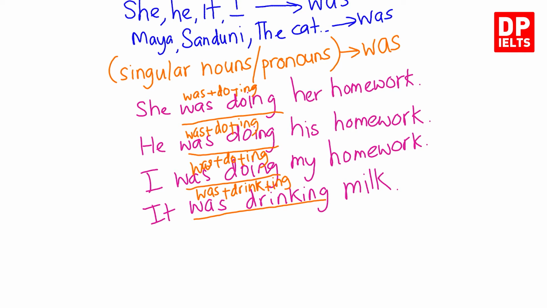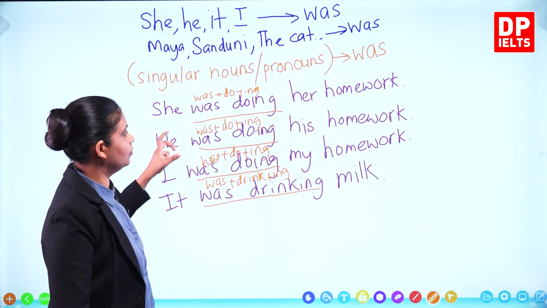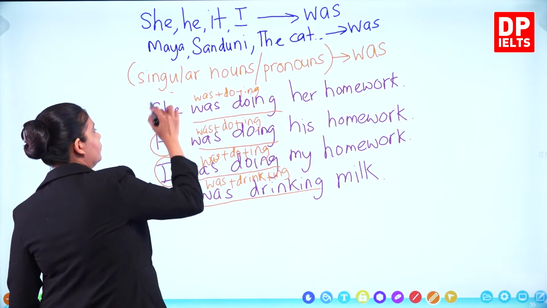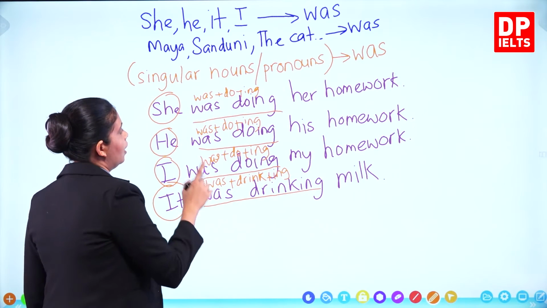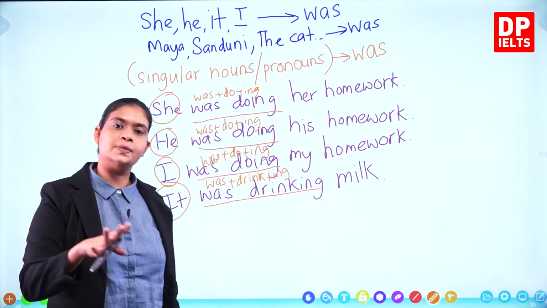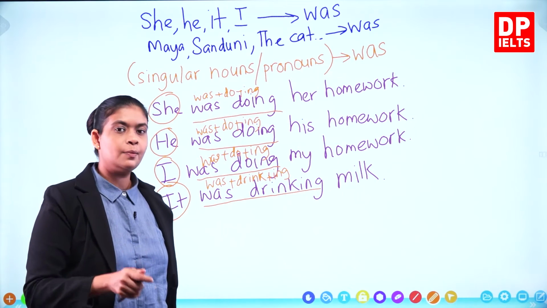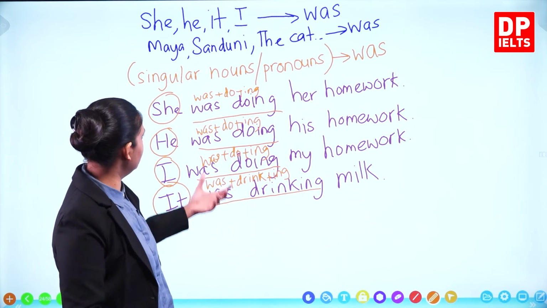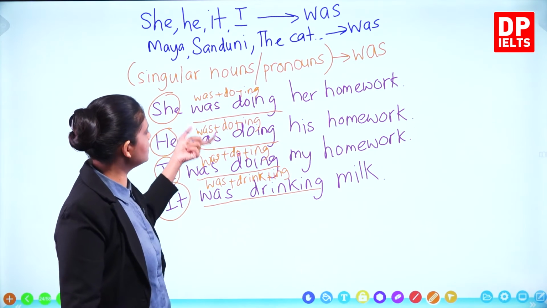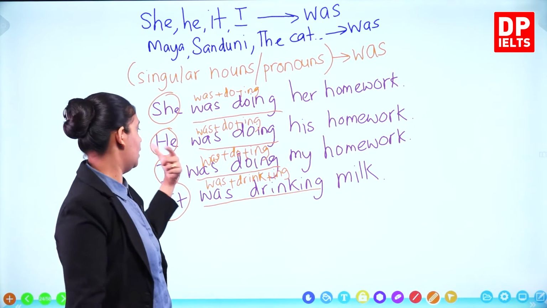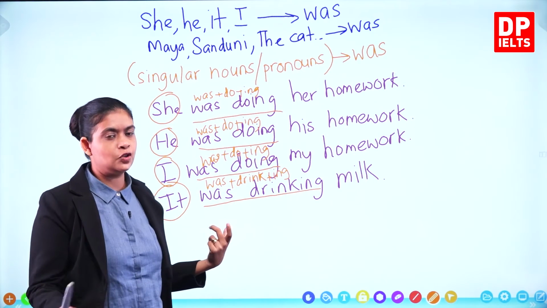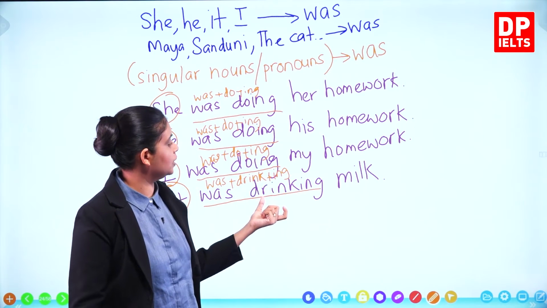If you see here, she is singular. He is singular. I am singular. It is singular. Therefore, you use it with was. Because the past progressive tense has was plus the verb plus ing, I have was, do plus ing, doing. He was plus do plus ing, doing. I was plus do plus ing, doing. It is used for things or animals, so therefore was plus drink plus ing.